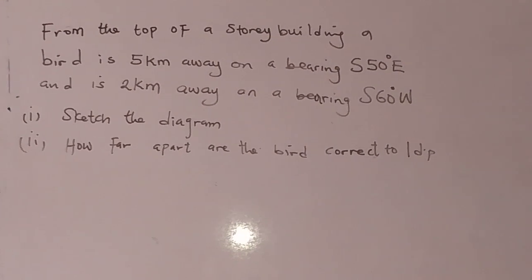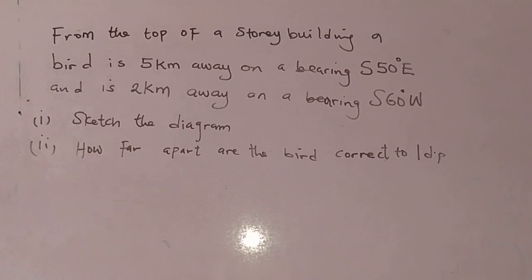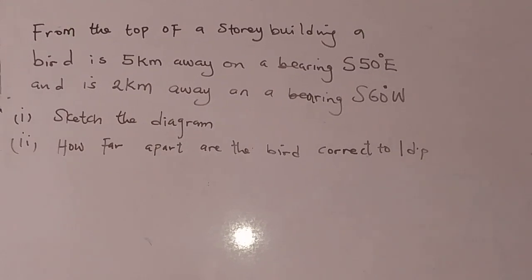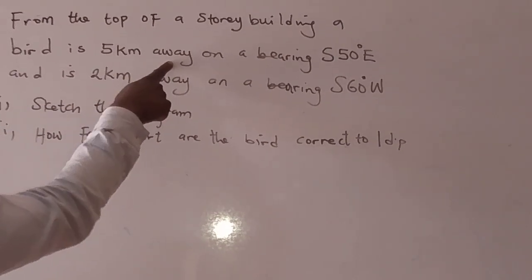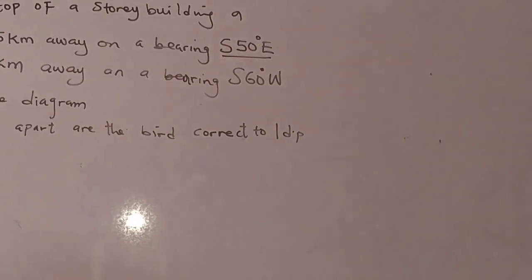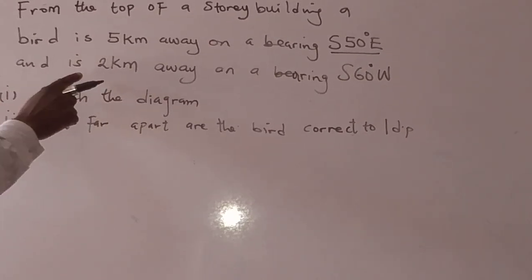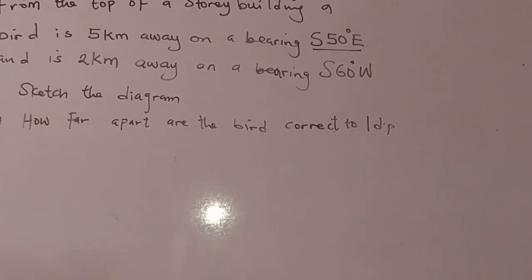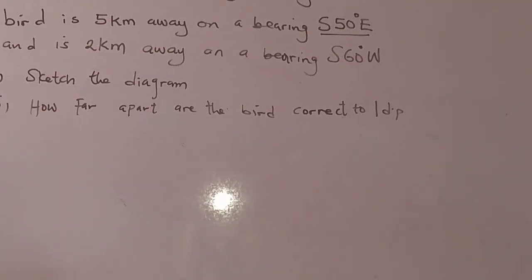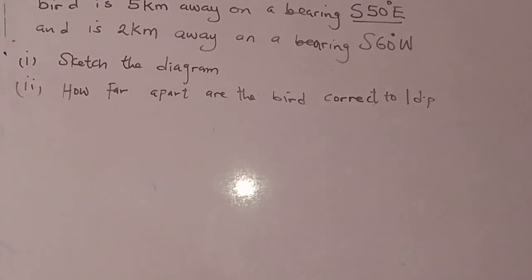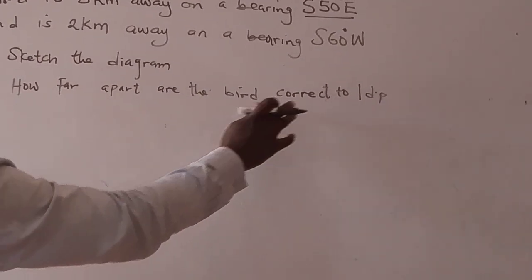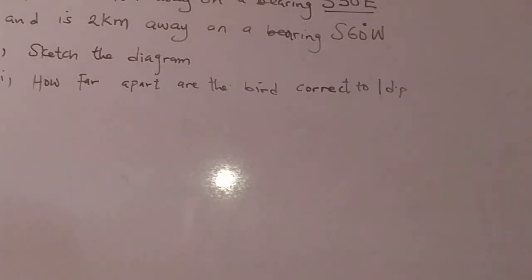This is a question on bearing and distance. From the top of a storey building, a bed is 5 kilometers away on a bearing of 50 degrees southeast. Another one is 12 kilometers away on a bearing of 60 degrees southwest. The first question here: sketch the diagram. The second one: how far apart are the beds, correct to 1 decimal place?